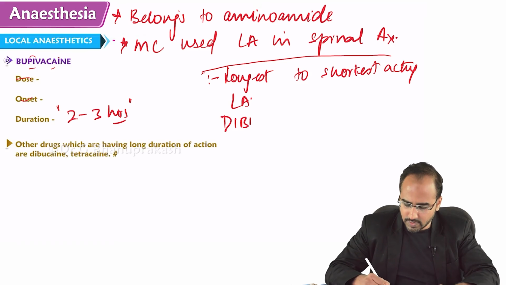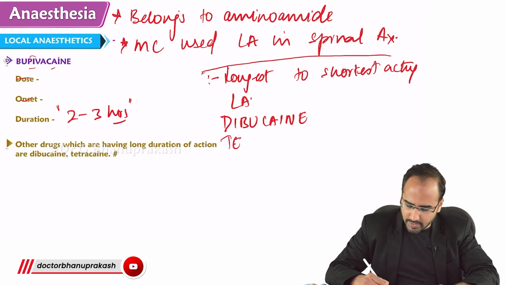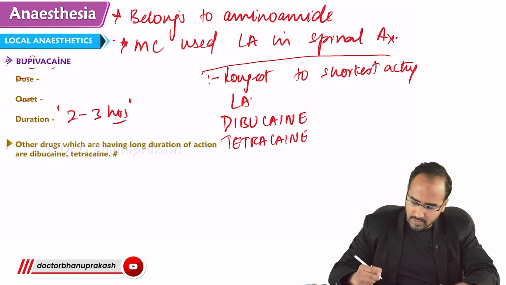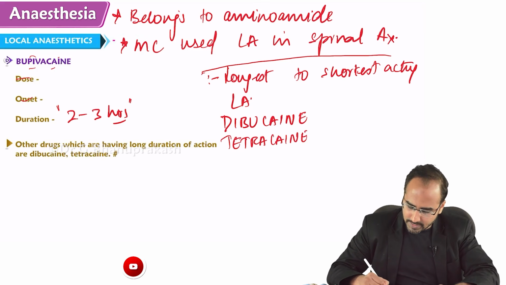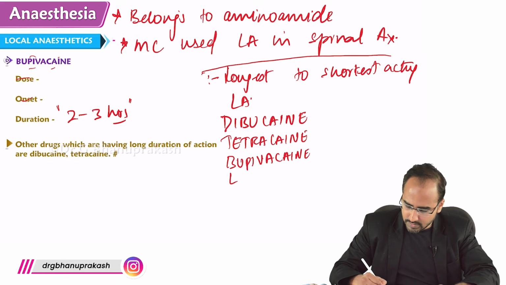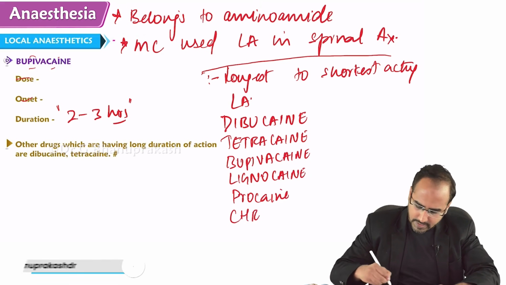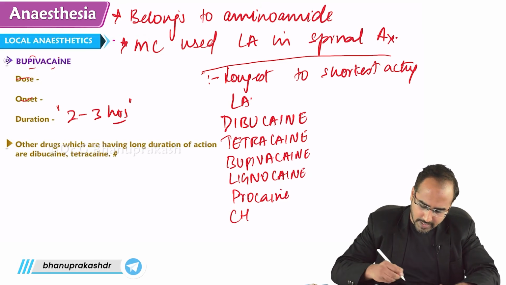The longest acting local anesthetic is Dibucaine. Second longest acting is Tetracaine. Shorter than Tetracaine is Bupivacaine. Shorter than Bupivacaine is Lignocaine. Shorter than Lignocaine is Procaine, and the shortest among all the local anesthetics we have already discussed. The shortest among all the local anesthetics is what, guys?